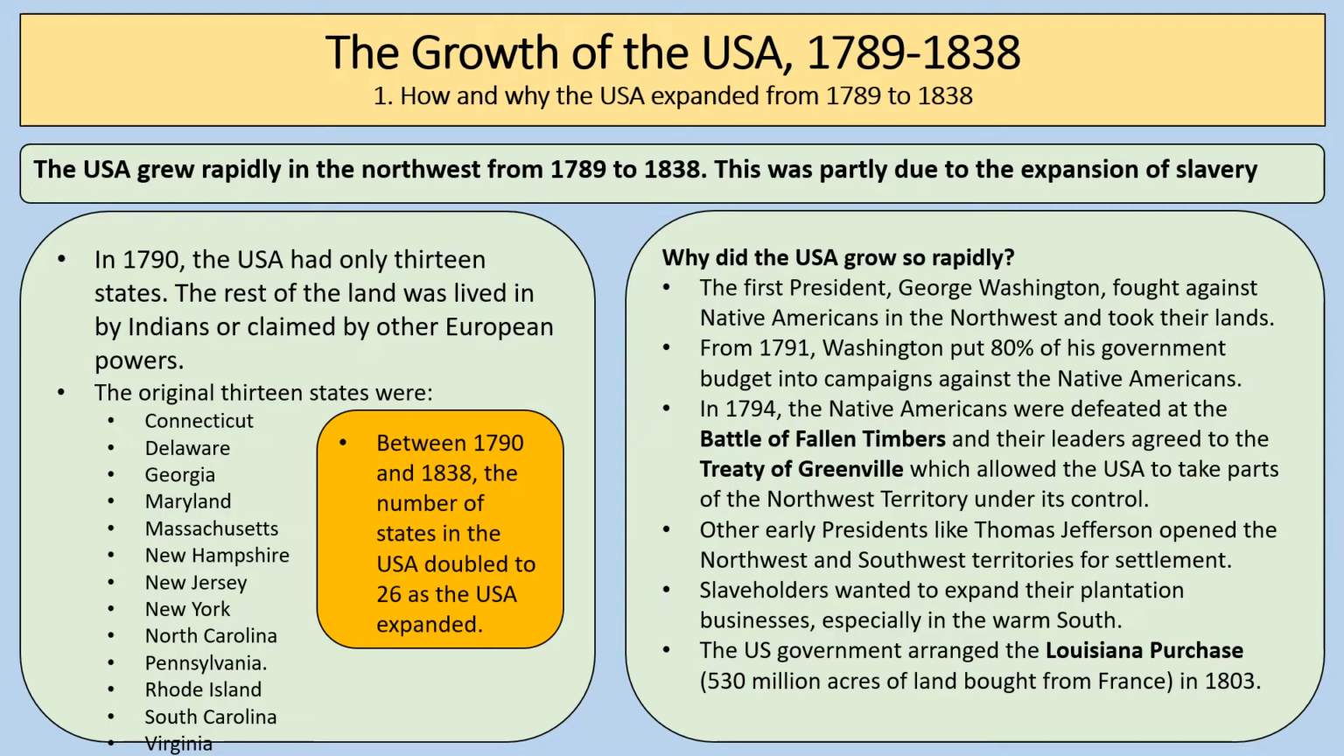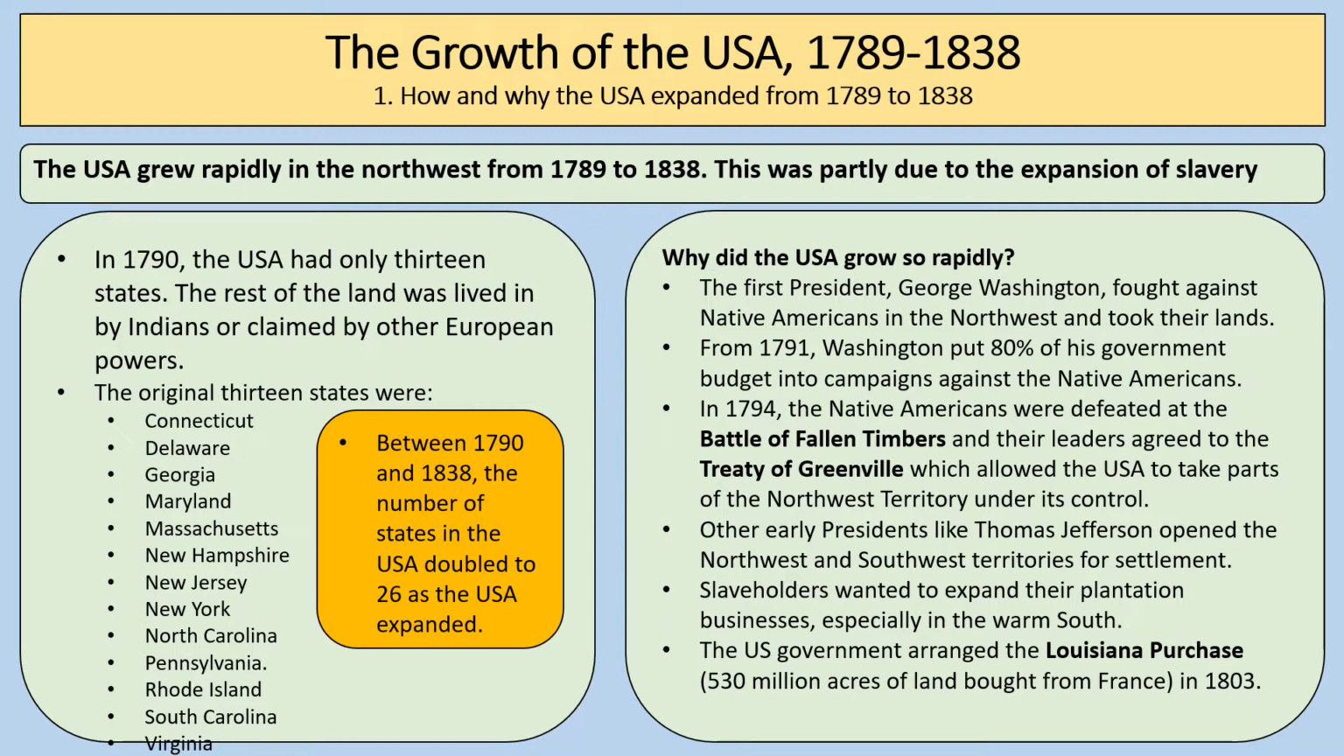So as we've seen, the USA grew rapidly from 1789 to 1838, and this was partly due to the expansion of slavery. So why did America grow so rapidly? Well, one of the reasons for this is that the first president, George Washington, had fought wars with Native Americans, sometimes referred to as Indians, in the Northwest, and took their lands. Washington actually spent 80% of the government budget in campaigns against Native Americans.